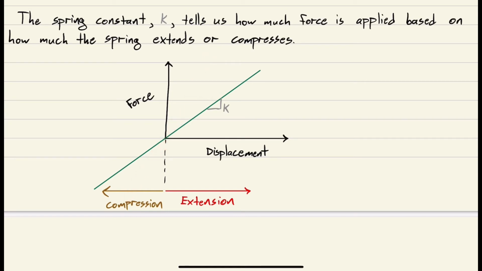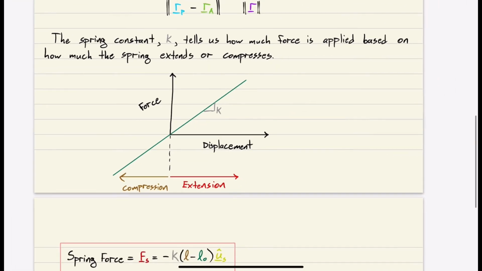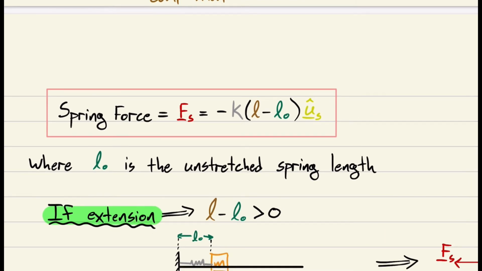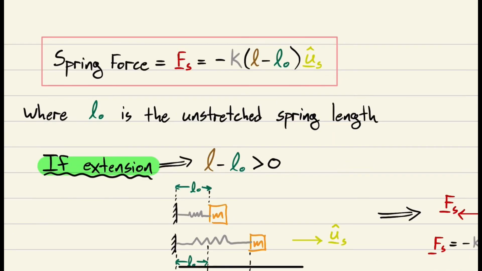And then if we have a smaller K, a very low spring constant, then the slope is going to be very shallow. And we need a lot more displacement to produce higher force. All right, so here's the actual spring force equation. Spring force, which is a vector, F sub s, is equal to negative, don't forget the negative, K times (L minus L naught) in the u sub s direction, where L naught is the unstretched spring length, right? So if the spring is sitting at L naught, there is no force on the system from the spring.